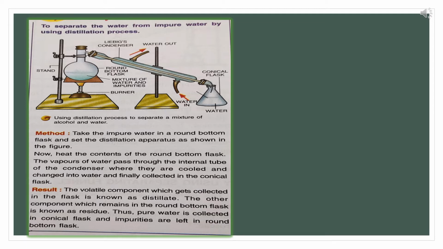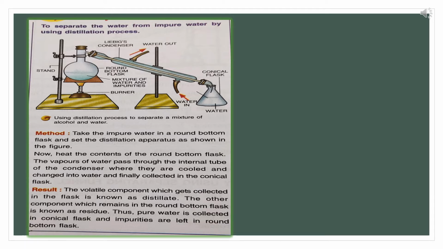It is adjusted to the stand. This round bottom flask is connected to a condenser. Now condensation means change in state from vapor to liquid. So the same work is done by this condenser. The name of this condenser is Liebig's condenser, and it is finally connected to the conical flask, which helps in the collection of the pure water.